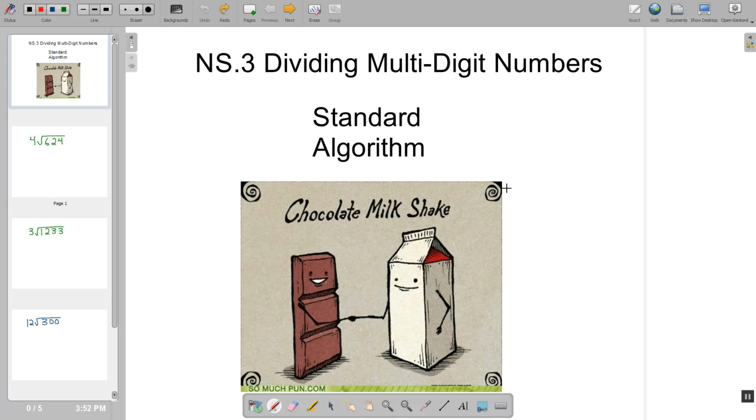For another video, this one's going to be on dividing multi-digit numbers. Now, just like the NS2 videos on multiplication, we are going to be doing two separate videos with two separate types of algorithms. This one being the standard algorithm.